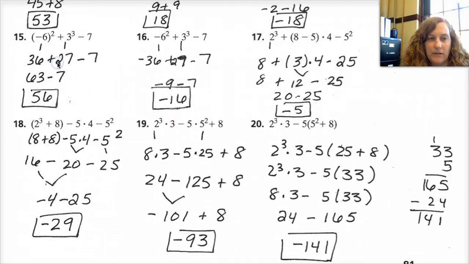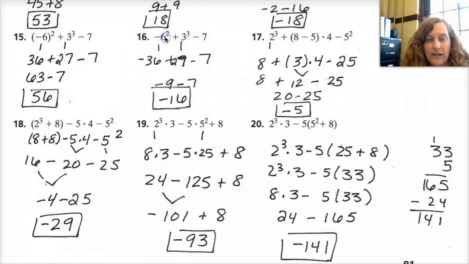On to 15. We have exponents. -6 squared. See, this is different from the one above because now you can see it's actually -6 squared, not the negative of 6 squared. So -6 squared is -6 times -6, which is 36. 3 cubed is 3 times 3 times 3, which is 27. So we're left with 36 plus 27 minus 7. 36 plus 27 is 63. 63 minus 7 is 56.